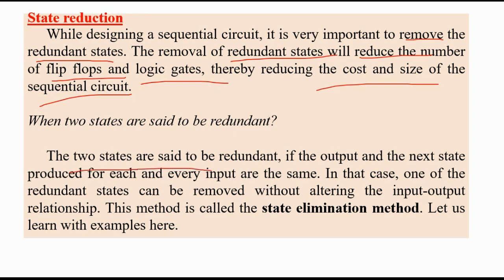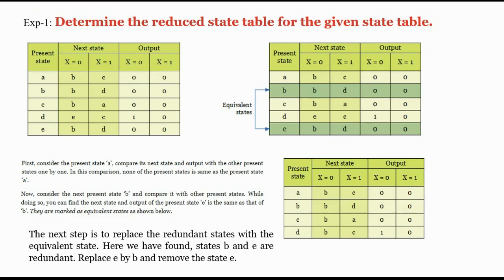So what does redundant mean? Two states are said to be redundant if the output and the next state produced for each and every input are the same. Such states we can call redundant states. Those can be removed without altering the input and output relationship. This method we can call the state elimination method or state reduction method. It can be explained very easily by using problems, and problem solving will help you to understand the depth of the concept.